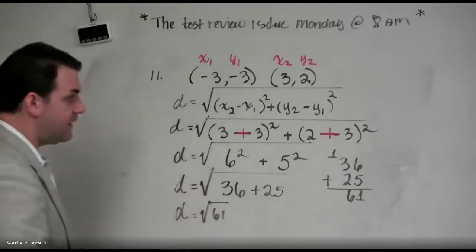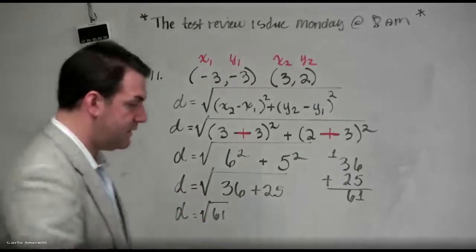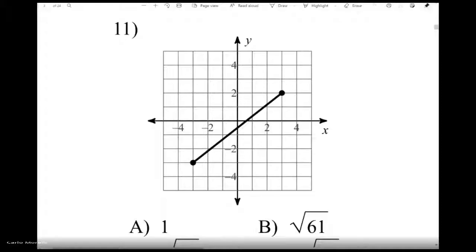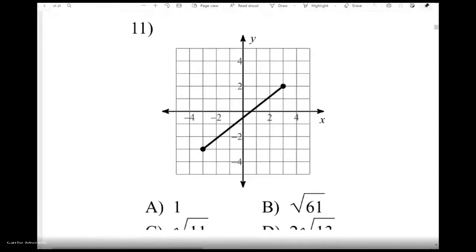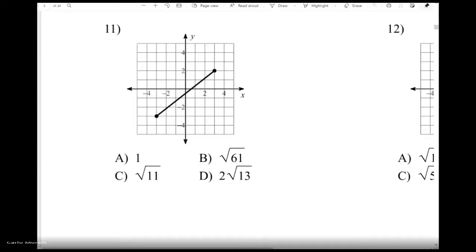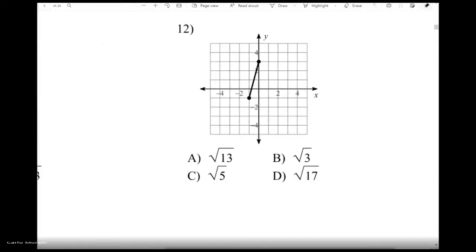Okay. Now, it's my understanding that in this assignment, they want us to leave the roots like that. They don't want us to approximate a decimal root. So that would be B. Okay.